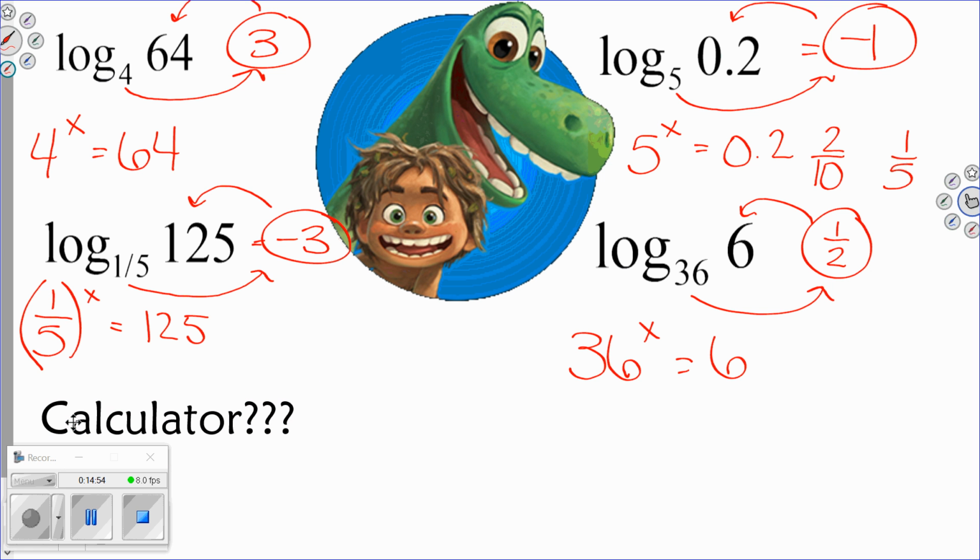Can my calculator help me? You've got a button that says log on it, right? What happens when you hit the log button? Just grab your calculator. Okay, I hit log, what comes up? It says log, does it open a parenthesis for you? Okay, so how would you type in log base 36 of 6? It's not so pretty, is it?